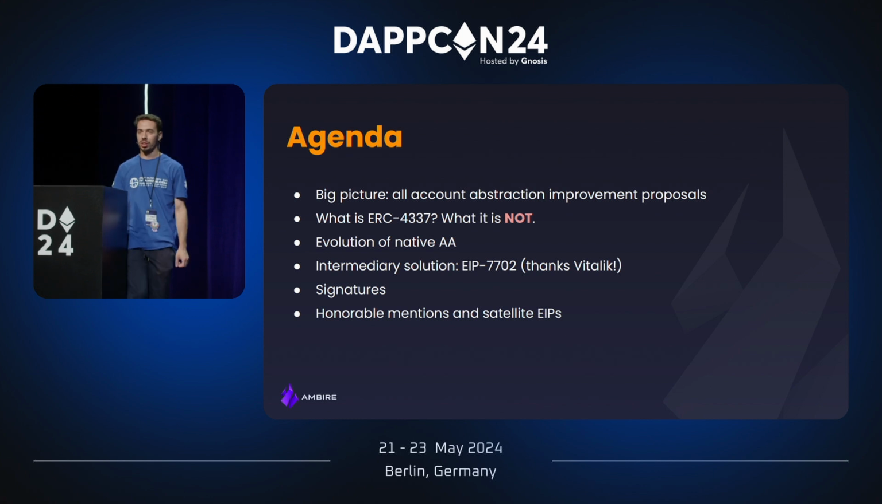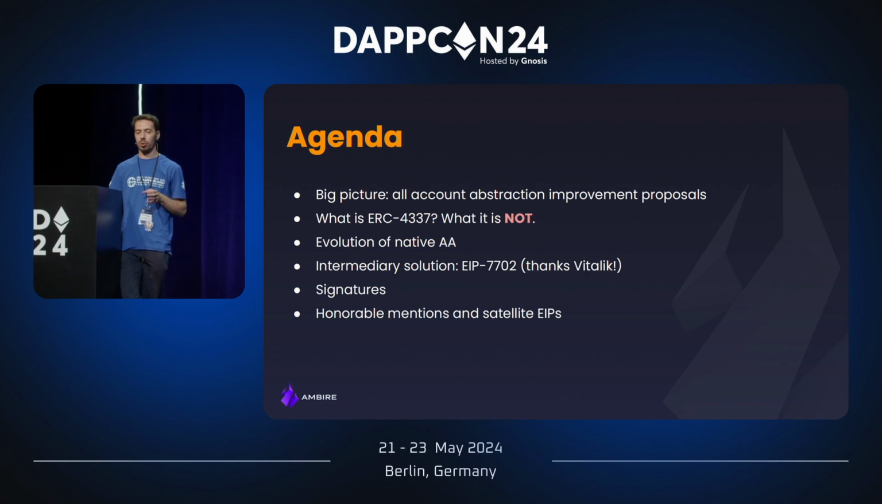So here is a brief agenda of what we're going to talk about. We're going to start with the big picture, which is the landscape. You're going to see it visualized. Then we're going to touch upon ERC 4337, what it is and what it is not. Then we're going to go into the evolution of native account abstraction, or enshrining account abstraction into Ethereum and the EVM ecosystem in general. And then we're going to move into intermediary solutions, which are really popular at the moment. And finally, we're going to cover signatures, which is a huge pain point for dApps.